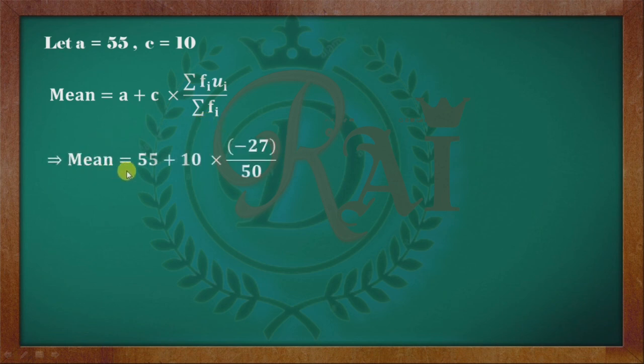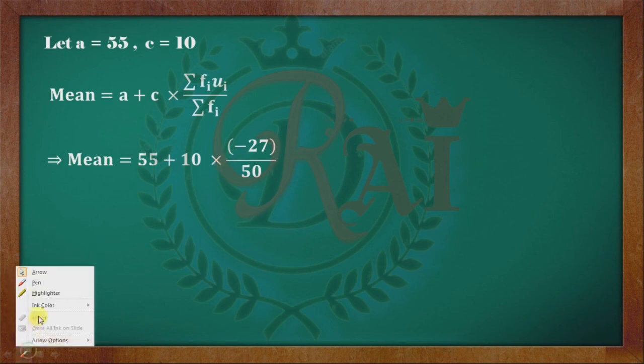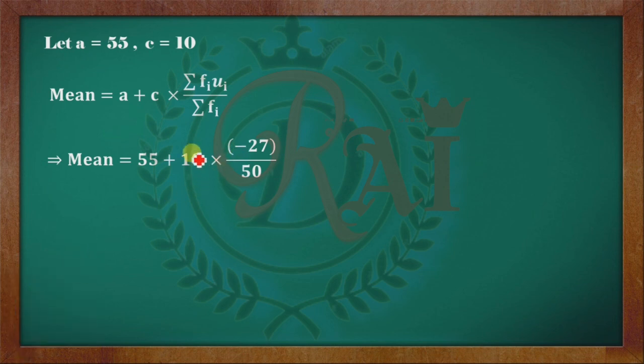A is equal to 55, C is equal to 10. Mean is equal to A plus C into the summation of fi ui divided by the summation of fi. Mean is equal to 55 plus, C is 10, into minus 27 divided by 50. This 0 and this 0 will get cancelled. 55 minus 27 divided by 5 is 5.4. So 55 minus 5.4 is equal to 49.6.